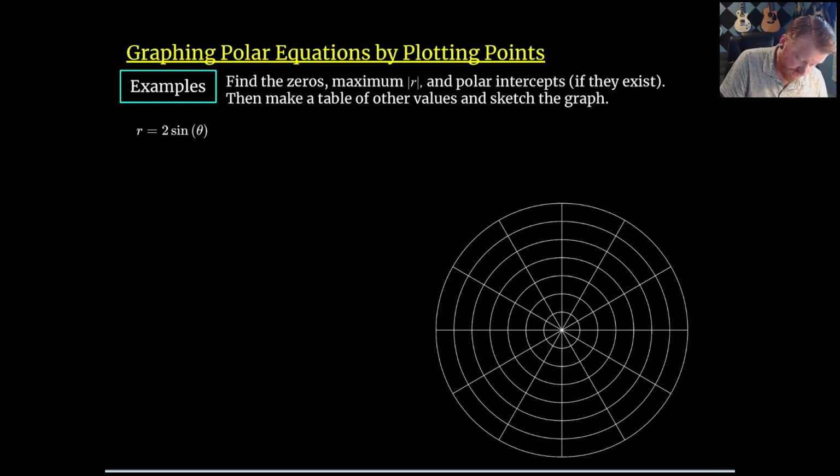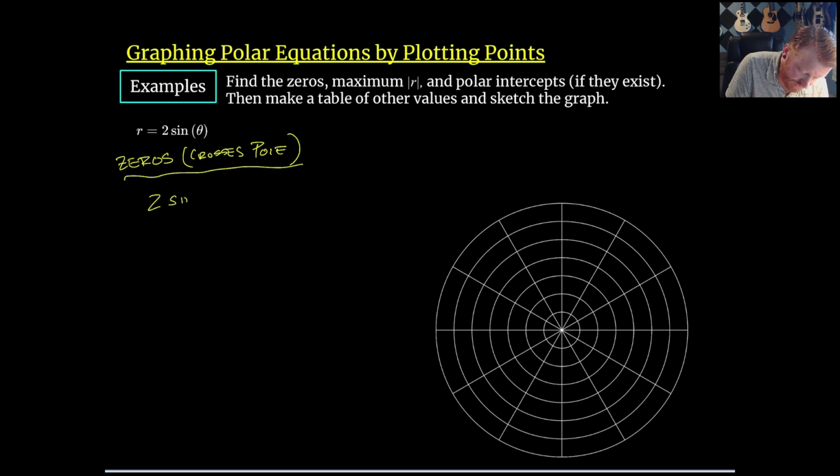Taking a look at this one, first we'll look for the zeros. So this will tell us where it crosses the pole. Oops, not grosses, but crosses the pole. So it goes through the origin here. So we want to know where 2 sine of theta is equal to 0. That will give us a radius distance of 0, which means that it's just at the pole here.